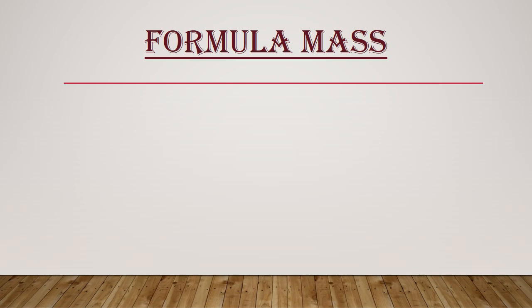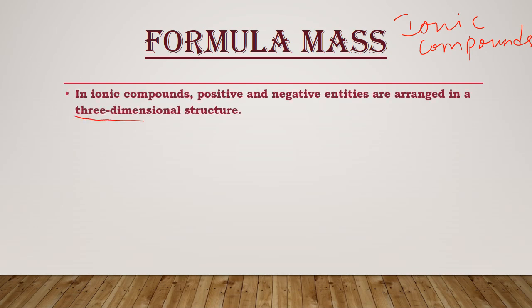Formula mass. This is calculated for ionic compounds. In case of ionic compounds, we know there are positive ions and negative ions, which are arranged in a three-dimensional structure. These ions don't exist as individual molecules. They are always present in the form of a three-dimensional structure, in the form of a crystal.